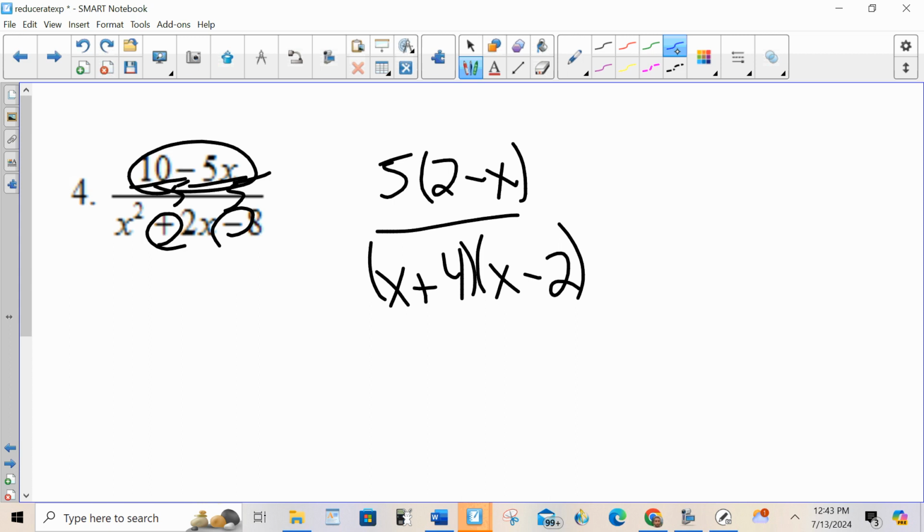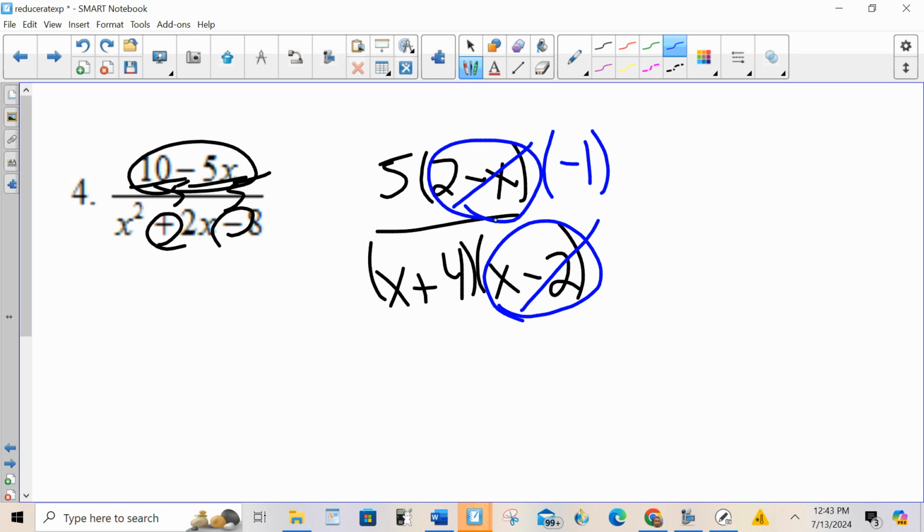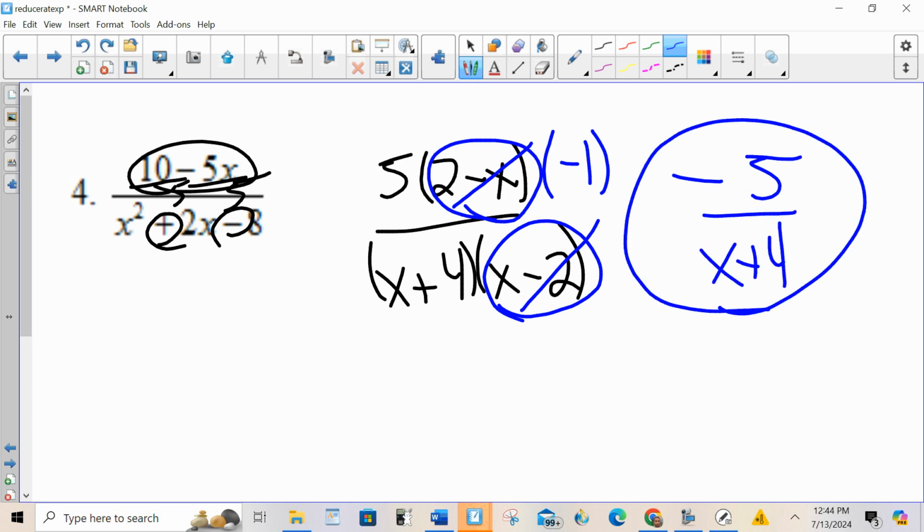Now I'm looking for common factors. I see an x minus 2 and a 2 minus x. When you have a factor written backwards with a minus sign, they do cancel, but they cancel to negative 1. So I'm going to cross them out and put a negative 1 in its place. On top, I have 5 times negative 1, which is negative 5. On bottom, I have x plus 4. It technically does not matter if I put the negative 1 on top or bottom. Don't put them both places. I always put it on top.